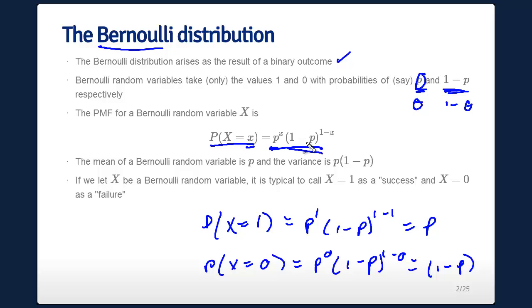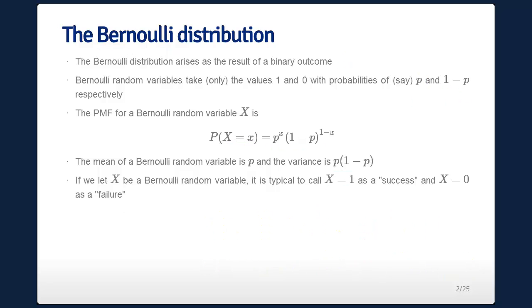And there's a specific reason why we write it that way, and we'll show you that in a little bit. So the mean of a Bernoulli random variable is p, and the variance is p times 1 minus p. So remember that formula, especially p times 1 minus p, because it comes up a lot. If we let x be a Bernoulli random variable, it's typical to call x equal to 1 a success, regardless of whether or not what you're measuring is something successful.